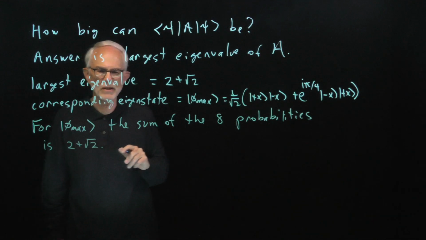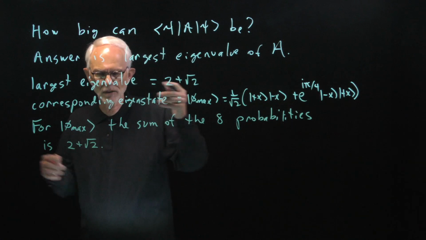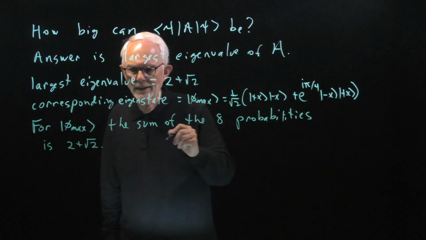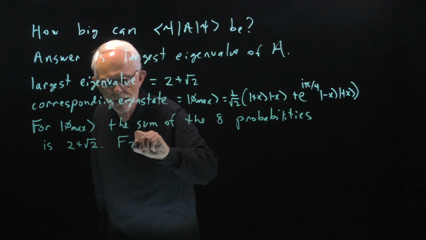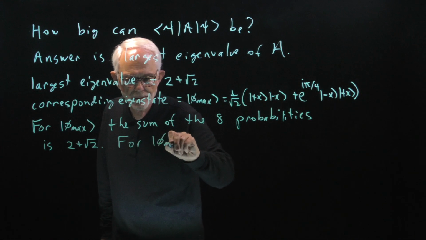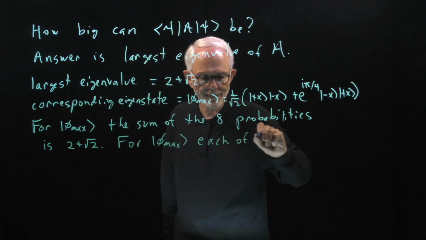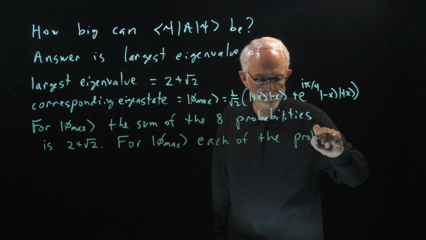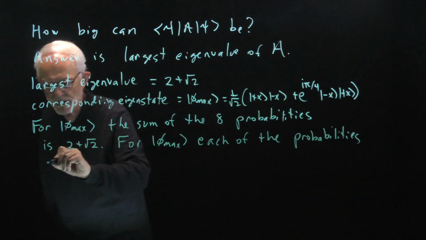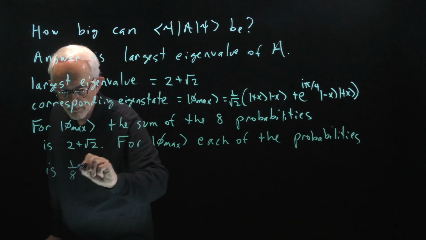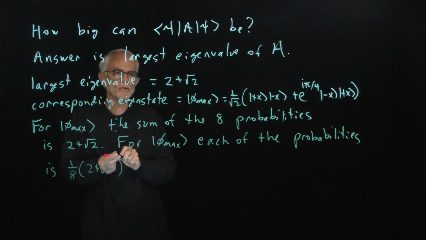And just as a side comment, when we calculate those probabilities, the ones in our set, we find out that they're all the same. So for phi max, each of the probabilities is just equal to an eighth of this thing. All right, so that's the quantum mechanical side.